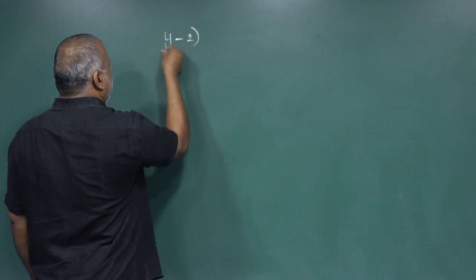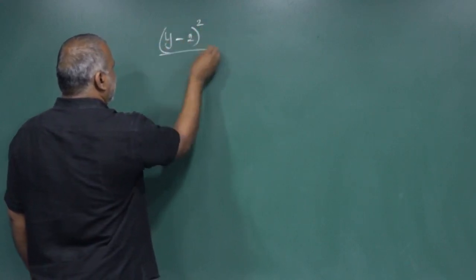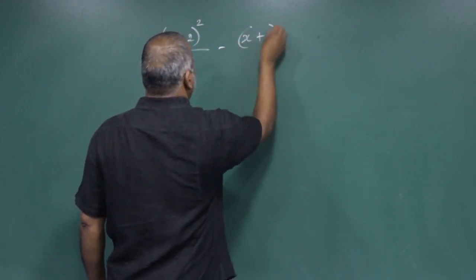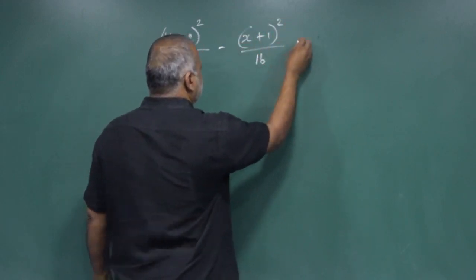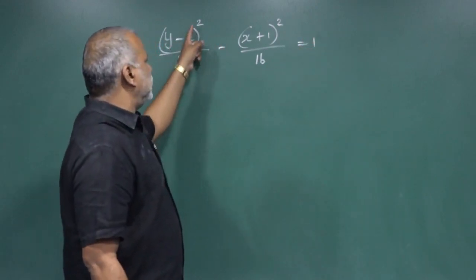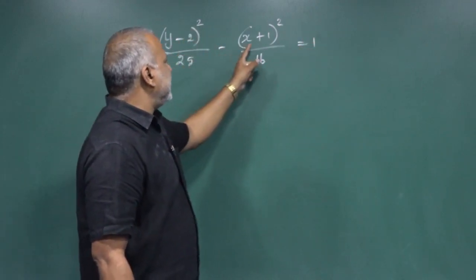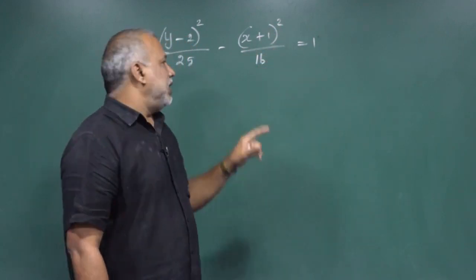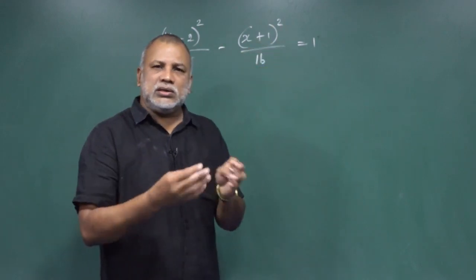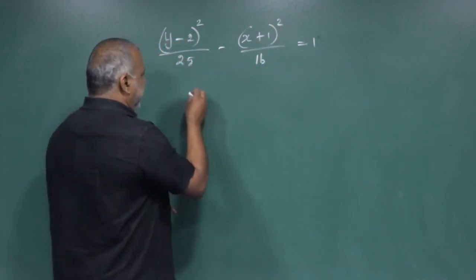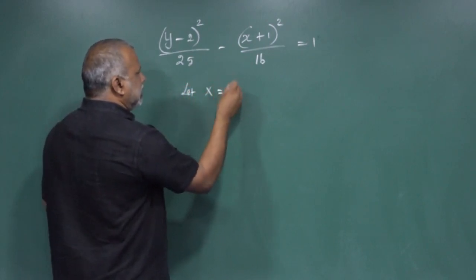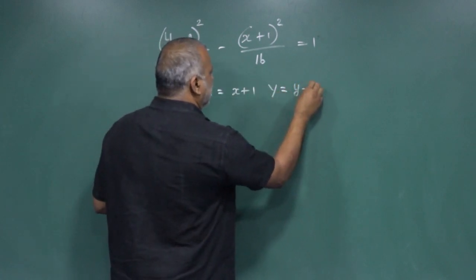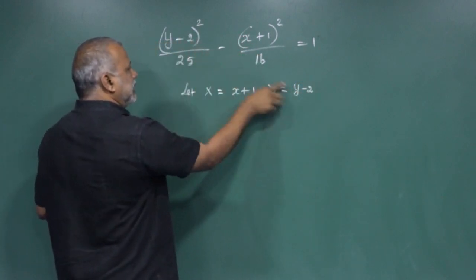See the question: (y minus 2) the whole squared divided by 25 minus (x plus 1) the whole squared divided by 16 equal to 1. This is the given hyperbola. In this given question, it is not in the standard form. So let us give names. Let us consider capital X equal to x plus 1 and capital Y equal to y minus 2. This is with reference to capital X, capital Y.